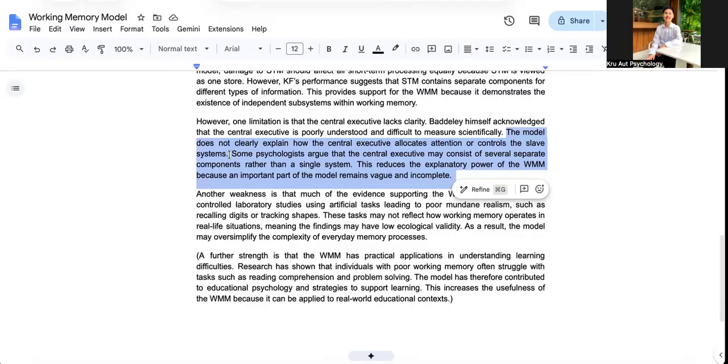Think about AO1 and apply some idea from AO1 across as a strength or as a weakness, mainly weaknesses more than strengths in your answer. And up to the point where there's really nothing else to write, just finish the paragraph with a linked sentence. This reduces the explanatory power of the working memory model because an important part of the model remains vague and incomplete. Okay, so I hope it somewhat helps.